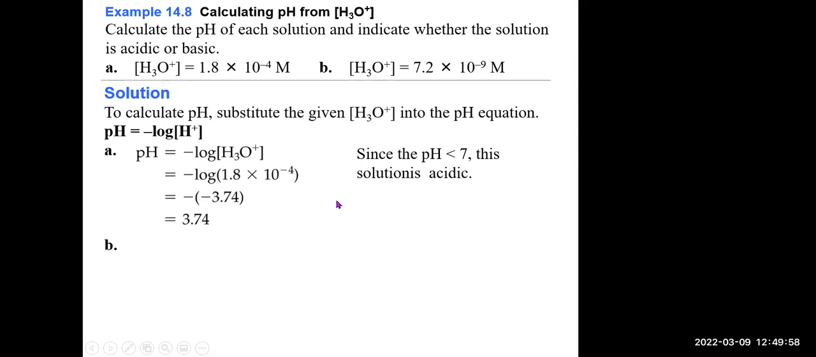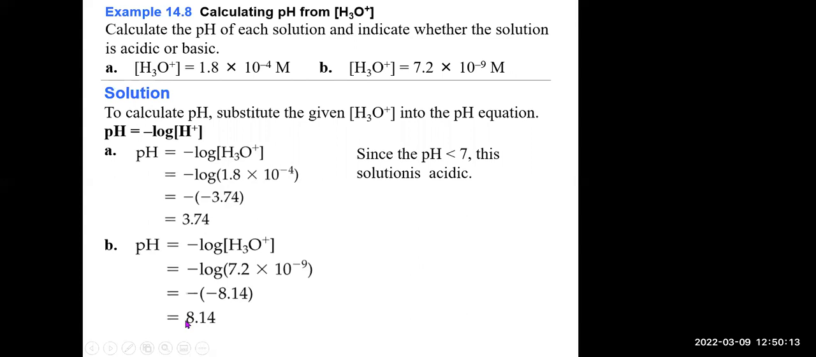For the second part of the question, we have the H3O plus. Again, we can use that as H plus. We put it in the calculator and get negative negative 8.14. So we get positive 8.14, which is more than 7, so it's basic.